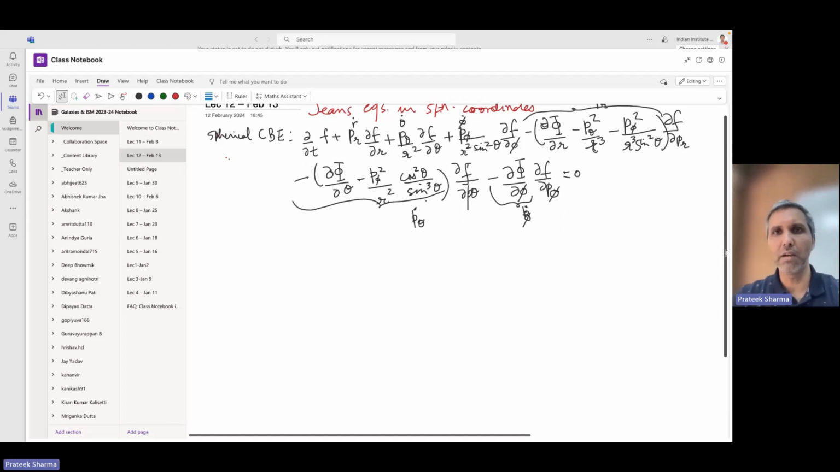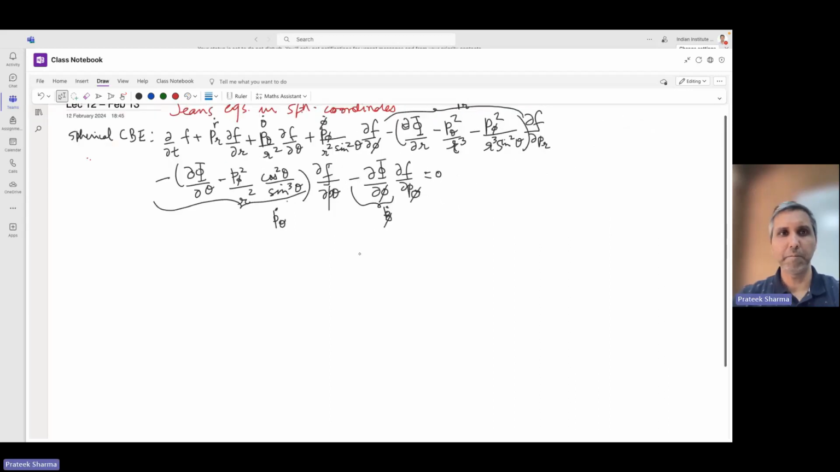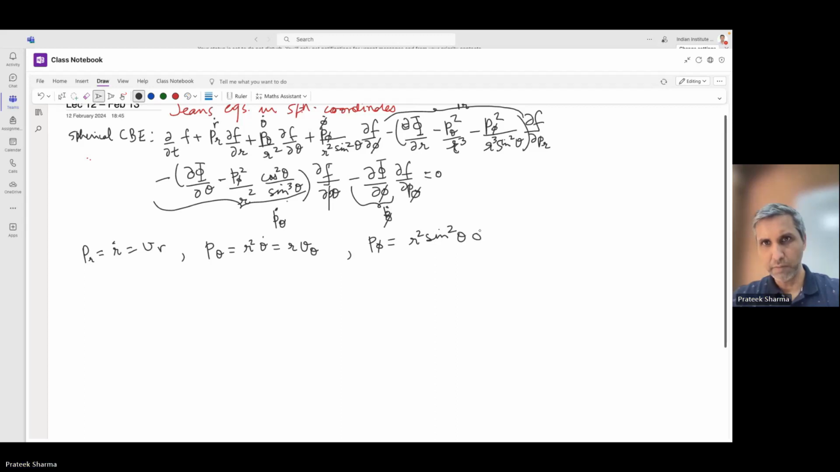What we'll do is we'll take moments of this equation. Okay, so p r is equal to r dot, which equals v r. Just to refresh your memory, p theta equals r squared theta dot equals r times v theta, and p phi equals r squared sine squared theta phi dot, which is equal to r sine theta times v phi, right? This is all standard stuff.